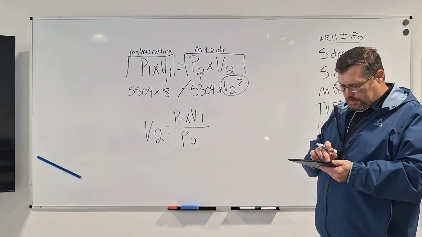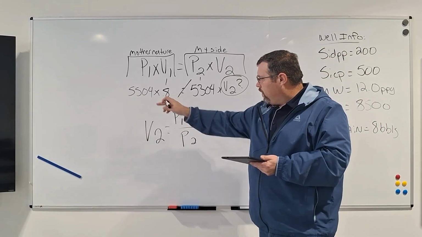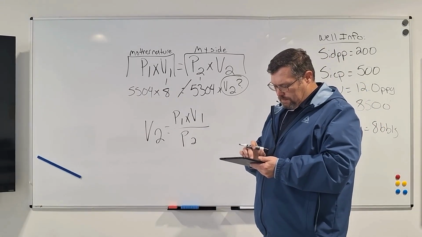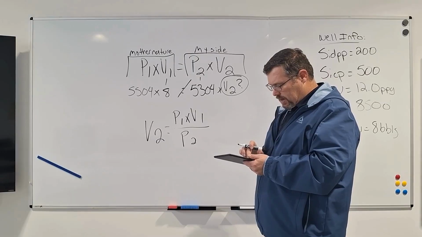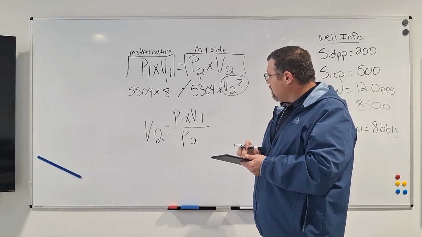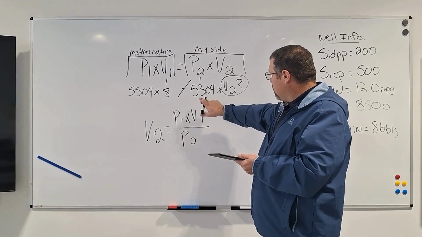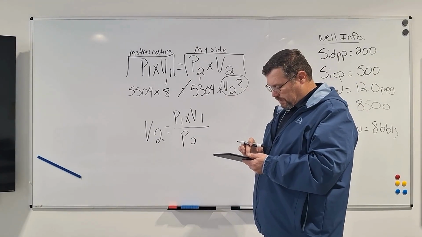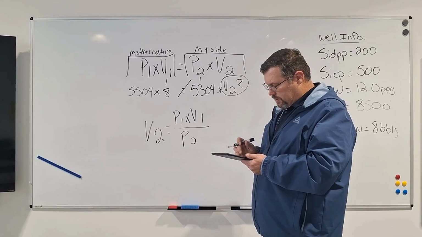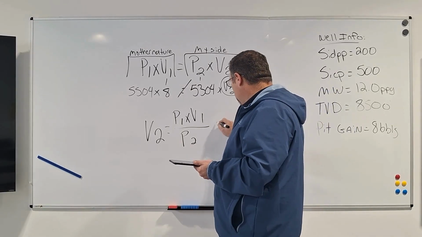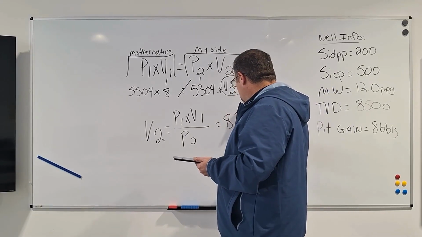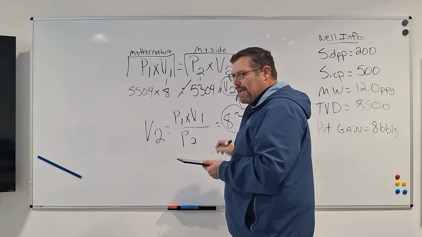So let's go ahead and do what we're supposed to do now. 5,504 times 8, divided by your hydrostatic pressure, 5,304, gives you the grand total of 8.3. So what that means is your V2 is 8.3.